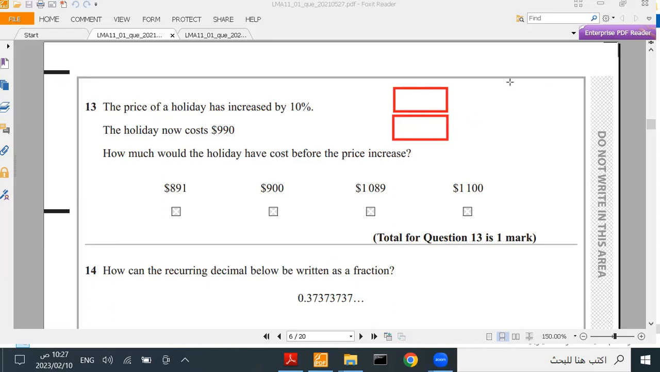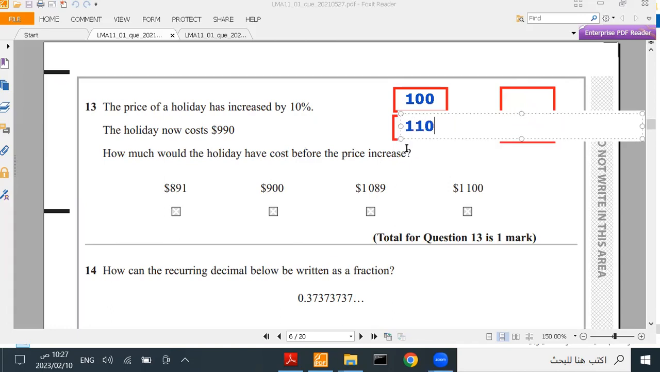At the top right we do x. Mister, the answer is 900. Okay, good. So what do we do here? We write 100%. This is 100%. It says increase by 10, so when we increase, I add 10, it's going to be 110.